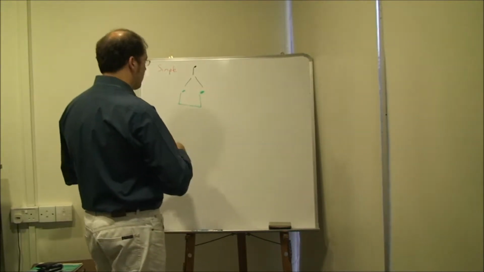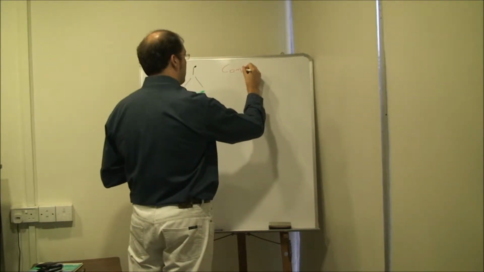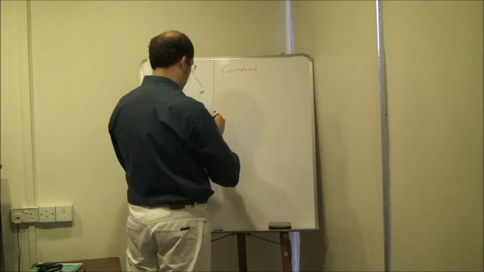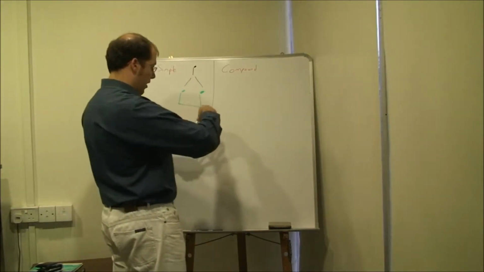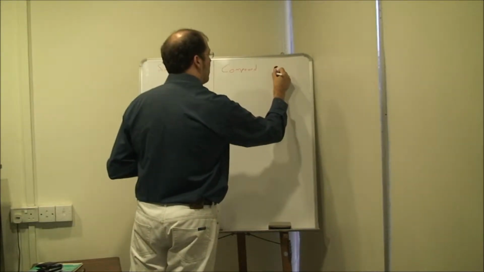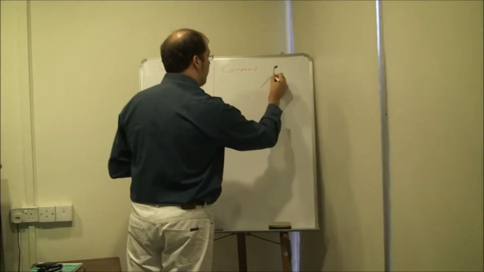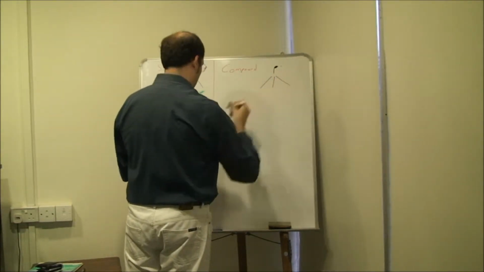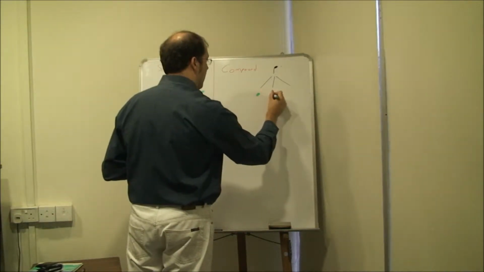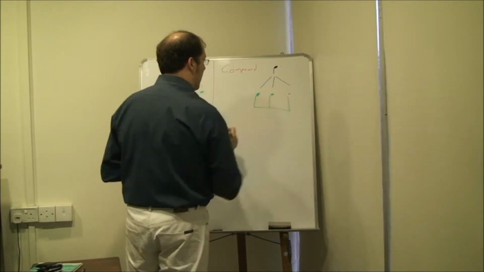Then you get compound time, where you have a beat, this time a dotted crotchet, that subdivides into threes, like that. So a dotted crotchet subdivides into three quavers, like that.